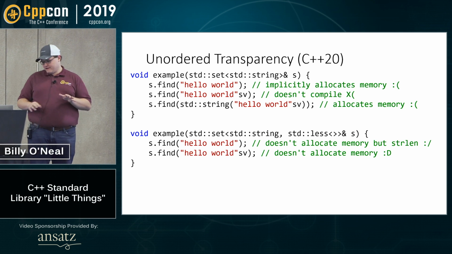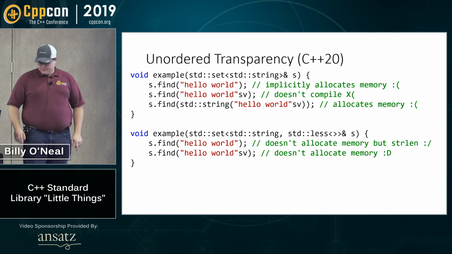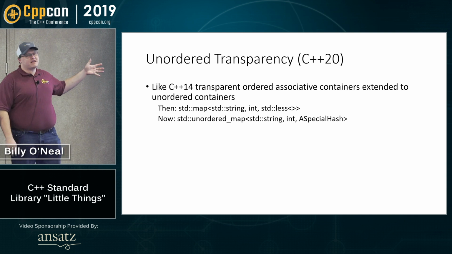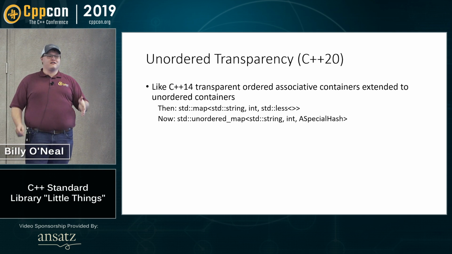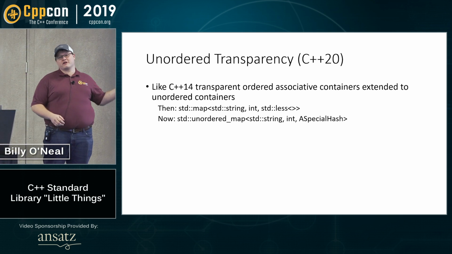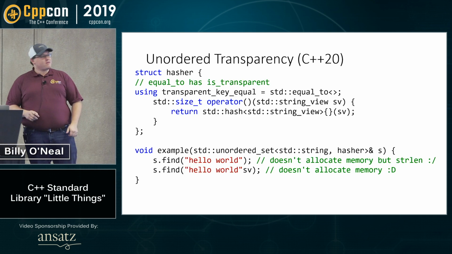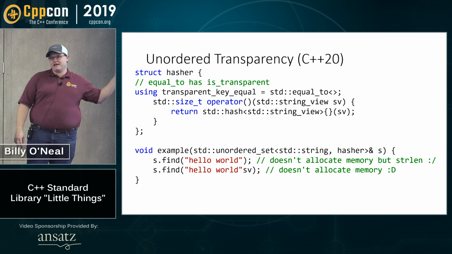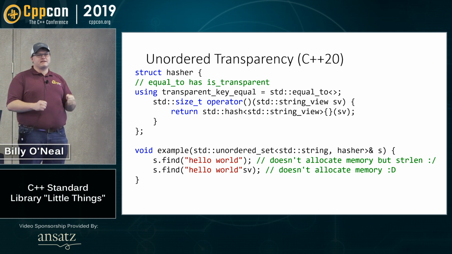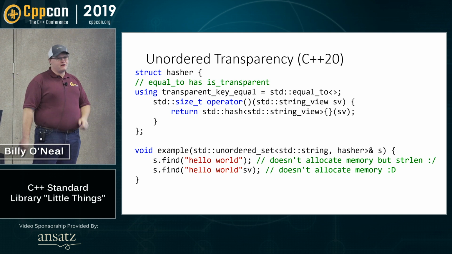The new feature in 20 is you could have done that before with the ordered containers, but lots of people use the unordered containers. So now you can give the unordered containers a special hash function, and the special hash function will say, hey, I have this transparent key equal typedef inside. And if you do that, that tells the unordered containers, you can pass arbitrary T into me, and that's fine.